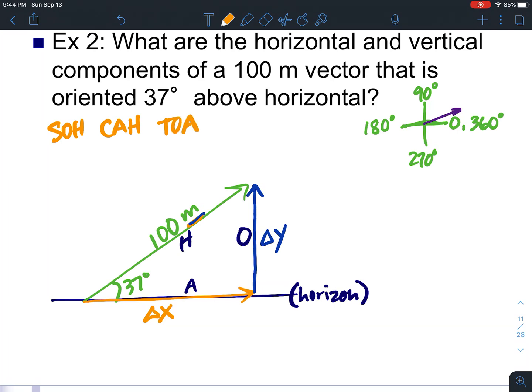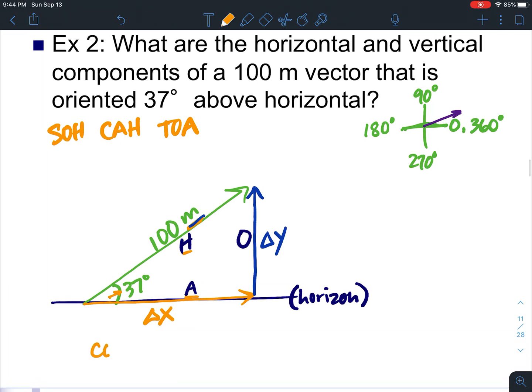Okay, so on the bottom, I need the adjacent side, right? I have the hypotenuse and I have the angle. So the one that will work is cosine, because I've got the C, that's cosine 37 degrees. I don't know the adjacent, so I leave that as delta x. And then I have the H, or the hypotenuse, was 100 meters.